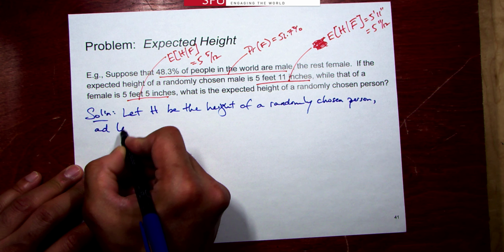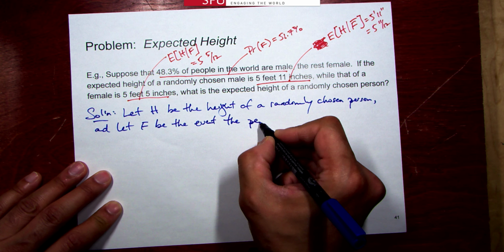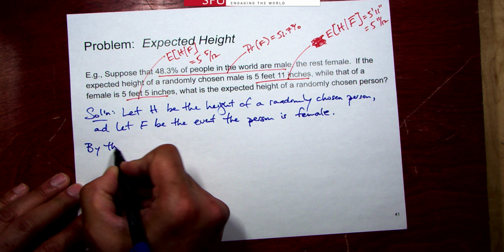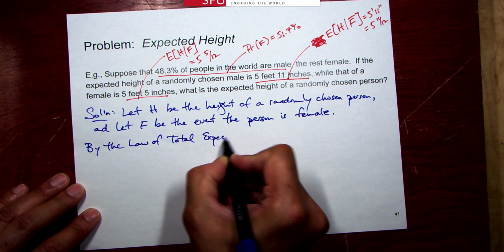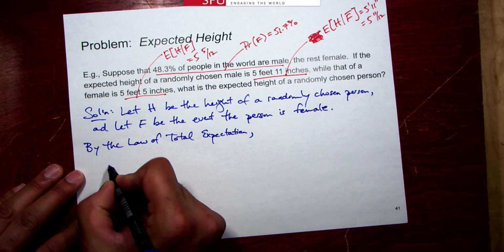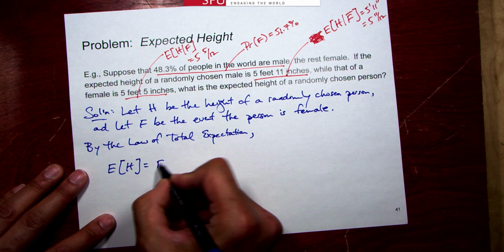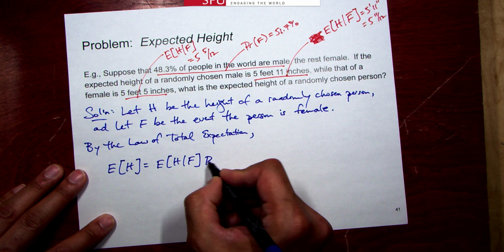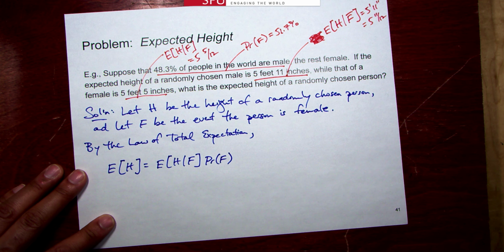And let F be the event they are female. Okay, and then we use law of total expectation. So the expected height is the weighted average of the expected height if female, weighted by the probability that they're female, plus the expected height if they're not female, times the probability that they're not female.